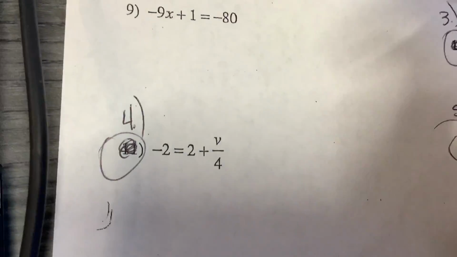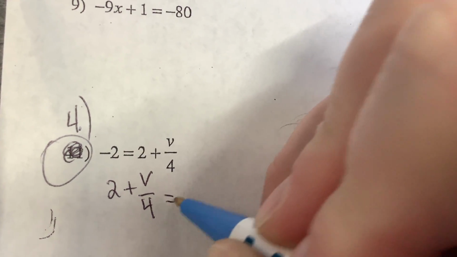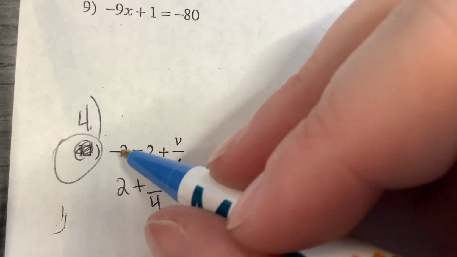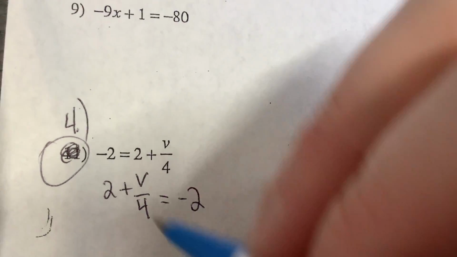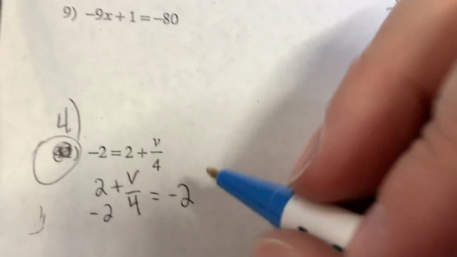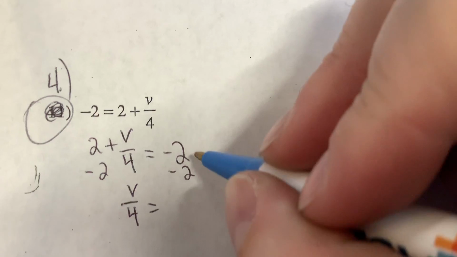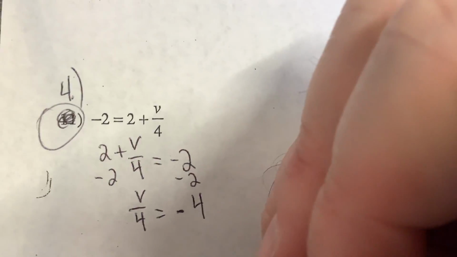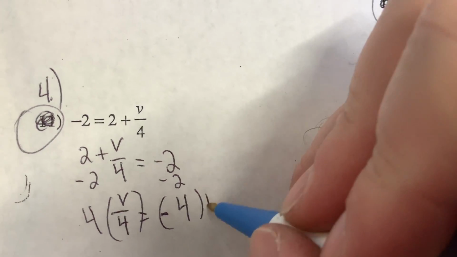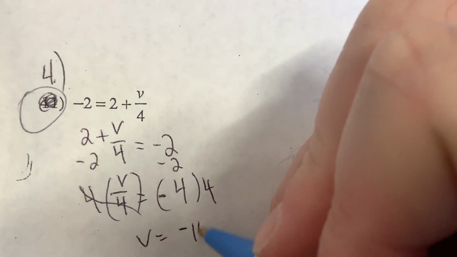Number 4, so let's change places. All I did was put this over here, this over here. Didn't change the order or anything. This 2 is not part of the fraction, so we can move it. Now don't make the mistake, this is not 0. Negative 2 minus another 2 is negative 4. Okay. Then instead of dividing by 4, we multiply by 4. And v is negative 16.